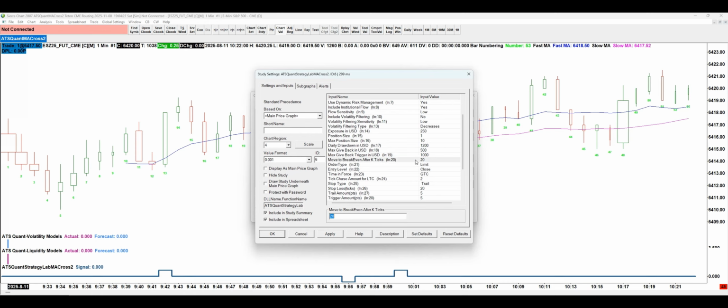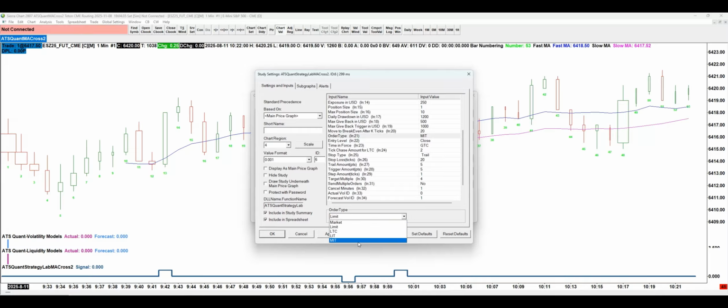And then we're going to move our stop to break even after 20 ticks, which is fine. We'll enter at the close. We're using limit orders here, but there are a few other options that we could use. And then our time in force is going to be good to cancel, but we could use day orders, or again other options as well.